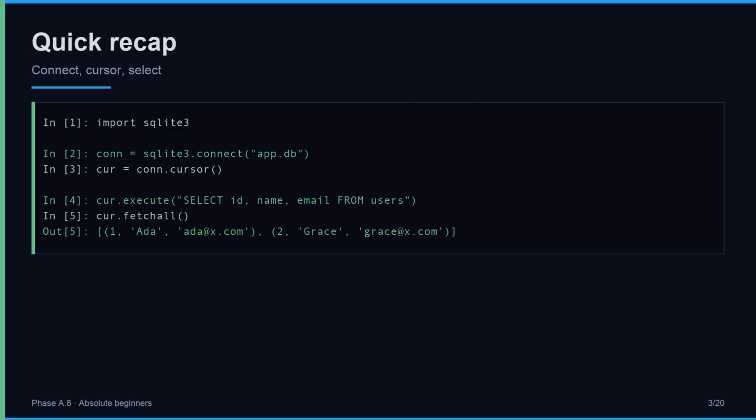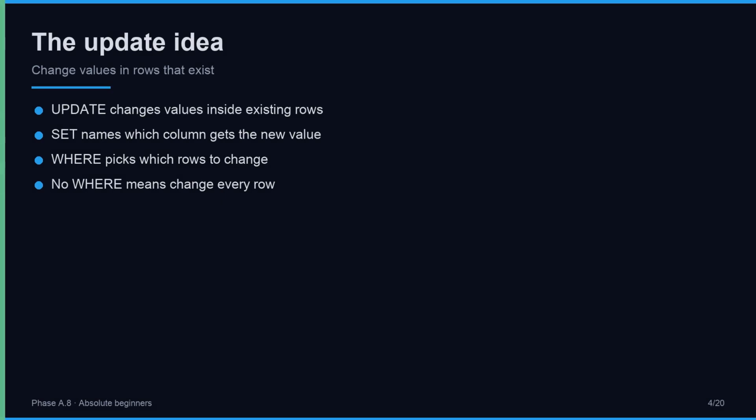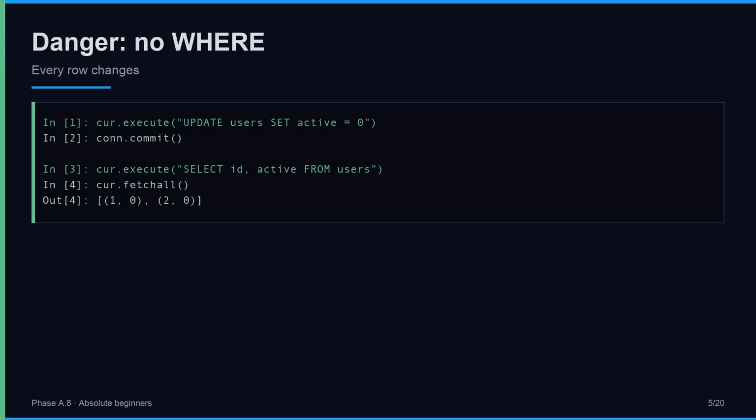Update is the command that changes values inside rows that already exist. You write update, the table name, the word set, and then the column equals its new value. Then a where clause picks which rows to change. If you forget where, you change every single row in the table. That is the whole fear of update in one sentence. We will say it many times today. Change what already exists.